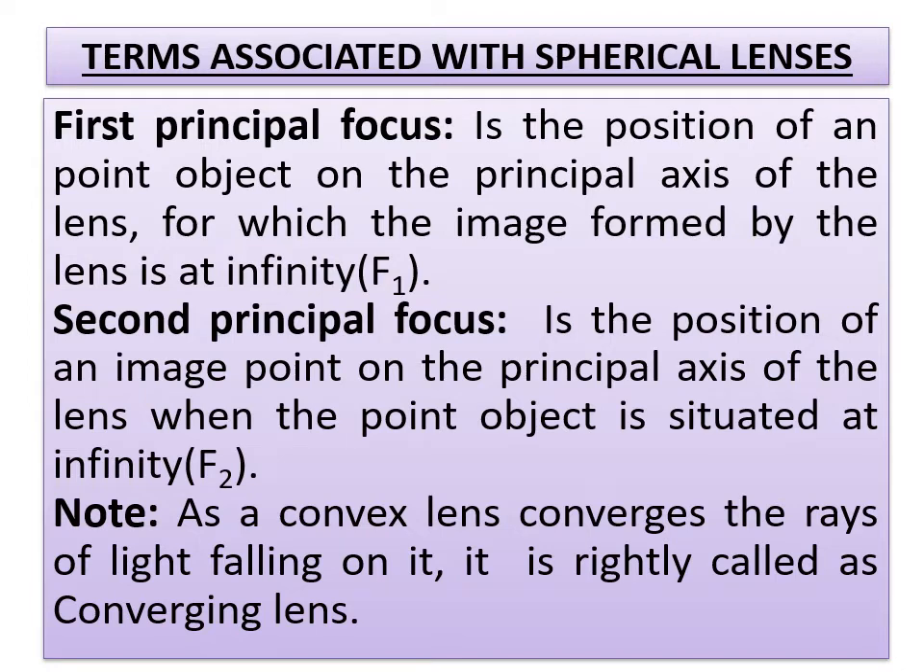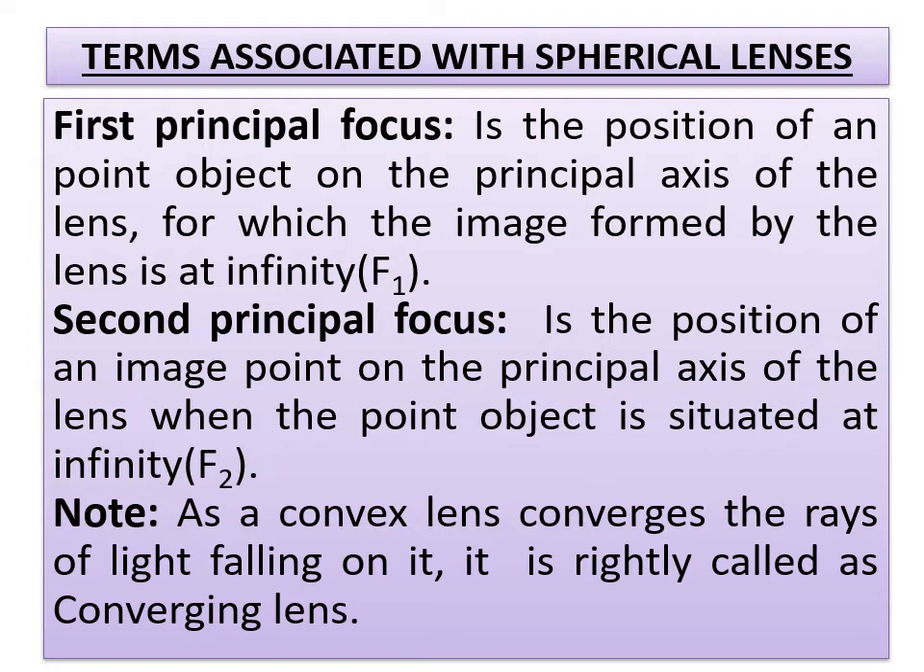And one more point is next. The second principal focus of a convex lens is the position of an image point on the principal axis of the lens when the point object is situated at infinity. The second principal focus of a convex lens is represented with F2. And you have to remember in this case that rays from an object at infinity fall on a convex lens in a direction parallel to the principal axis of the lens. On refraction through the convex lens, they actually meet at a point F2 on the principal axis of the lens, where a point image is formed.